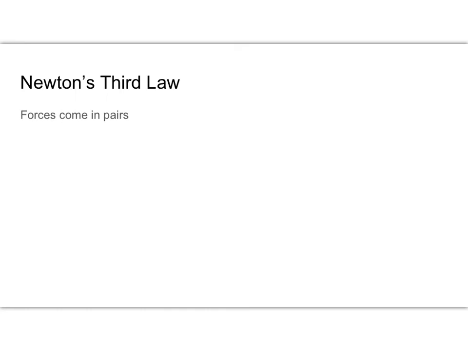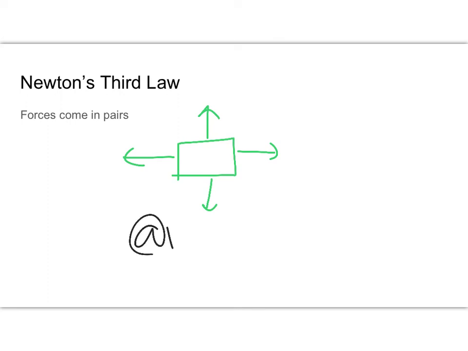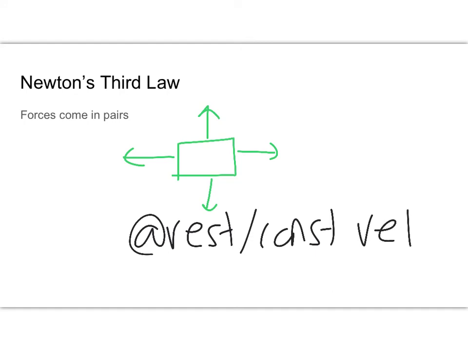So our last concept is Newton's third law. So forces come in pairs. So when we're looking at forces, it's important to remember that if I have something going on one side, I probably have something else going on the other side. So this is going to be really important when something is at rest or constant velocity, if we're thinking about everything acting on an object.